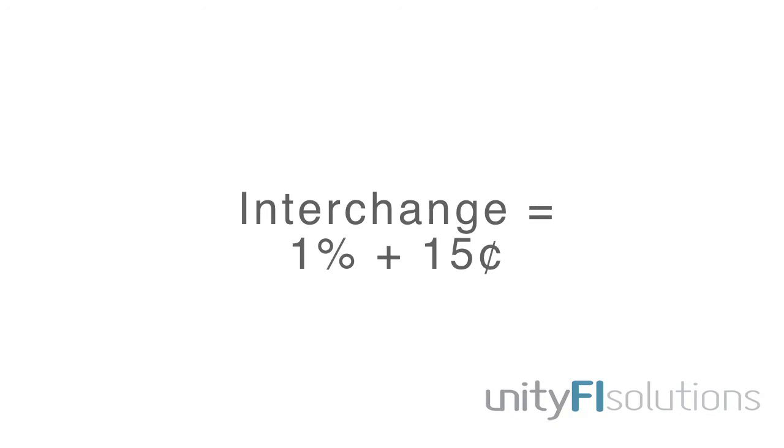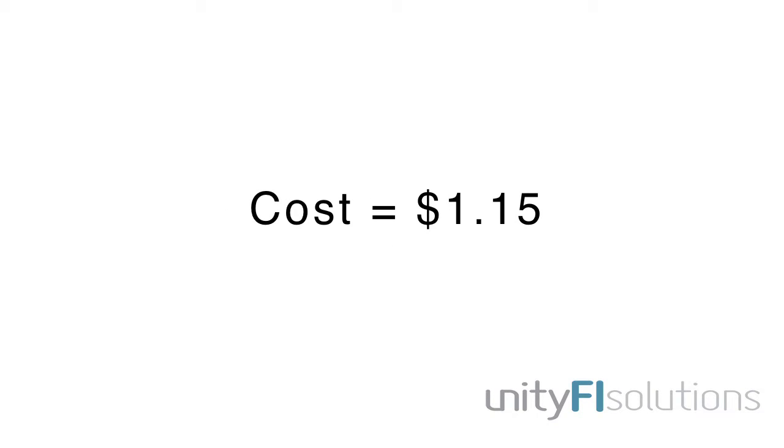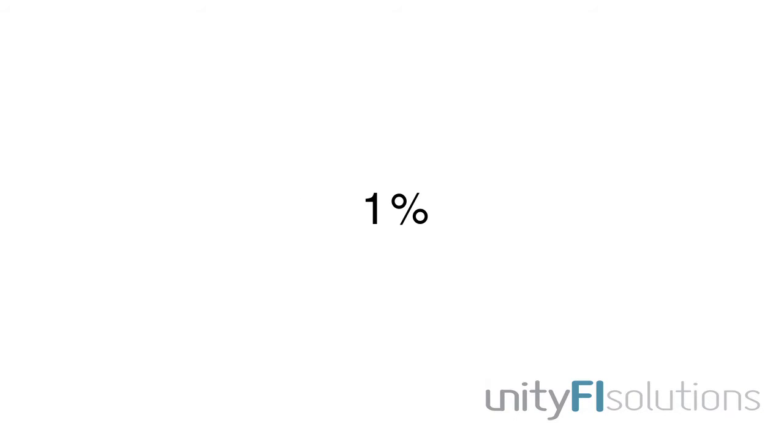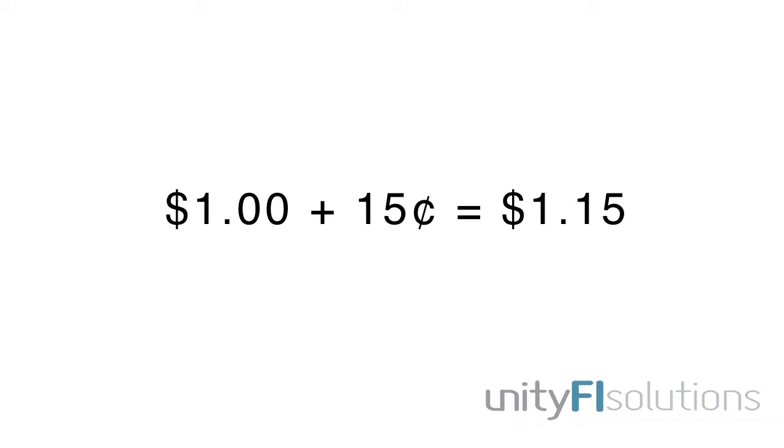For now, let's look at an example with some simple math. Let's say a customer used a credit card where their interchange was 1% plus 15 cents, and the purchase was $100. Your cost would be $1.15. That's 1% times $100, which equals $1, plus the flat 15 cents per transaction fee.